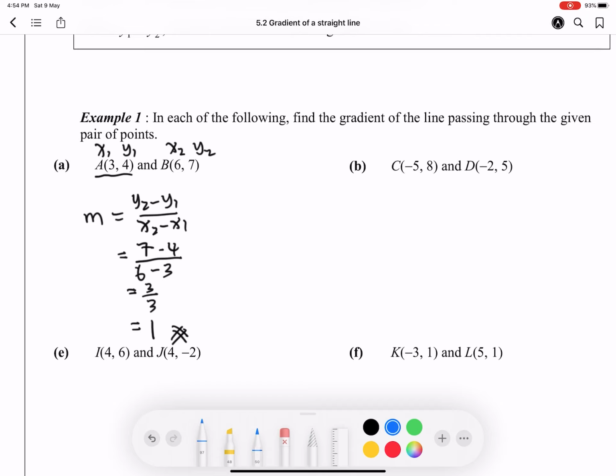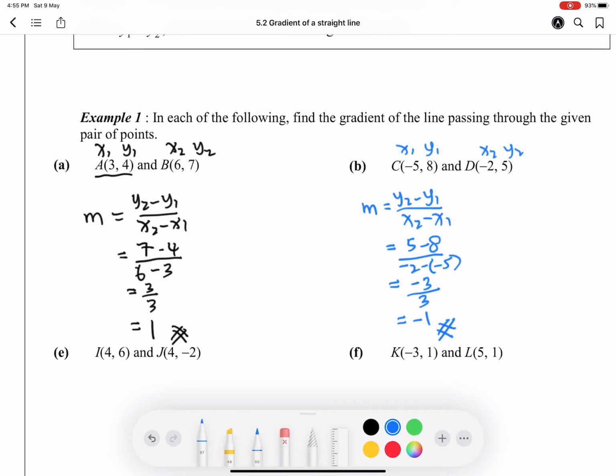If we look at the second example for point C, we can do similarly. x1, y1 for point C, and then x2, y2 for the coordinates of point D. So when we find the gradient, again by the same formula, y2 minus y1 over x2 minus x1, and when we fill in the numbers, we have 5 minus 8 over negative 2 minus negative 5. So we will have negative 3 over 3, which is negative 1. So the value will be negative 1 in this case.